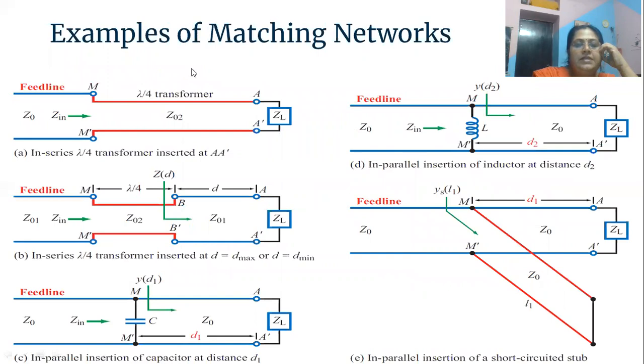These are various examples of matching networks. This is the feed line. If we consider the length of the transmission line as lambda by 4, the values will change. Now, in series, a lambda by 4 transformer is inserted at d equals d maximum or d equals d minimum. These are examples of matching networks connected to the transmission line at various wavelengths.